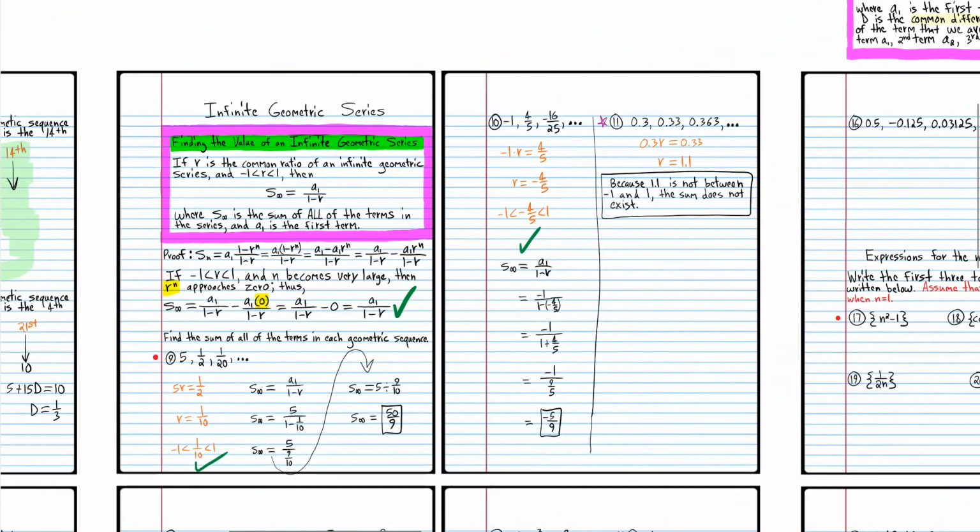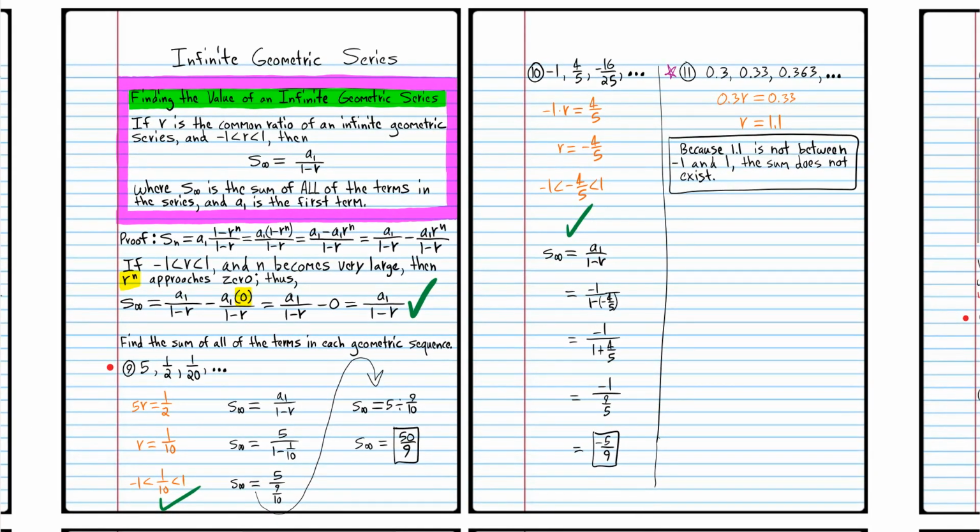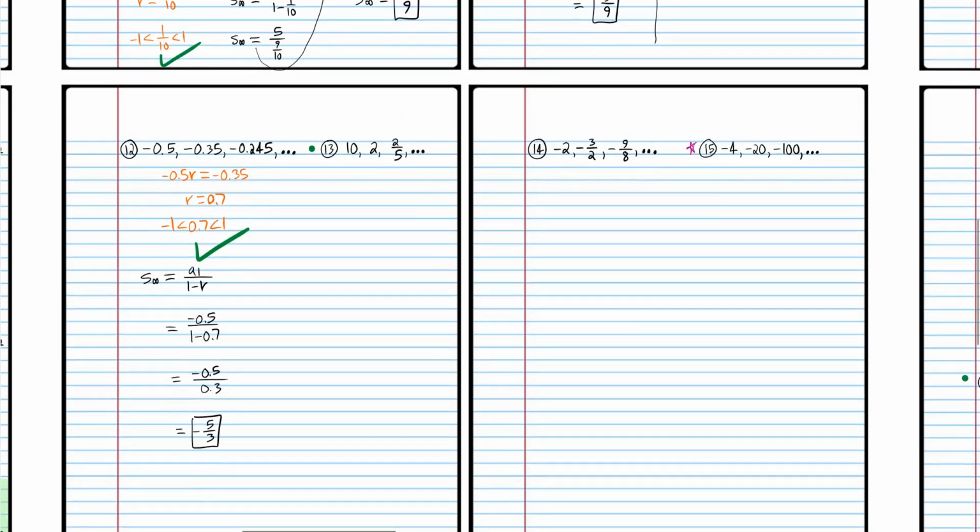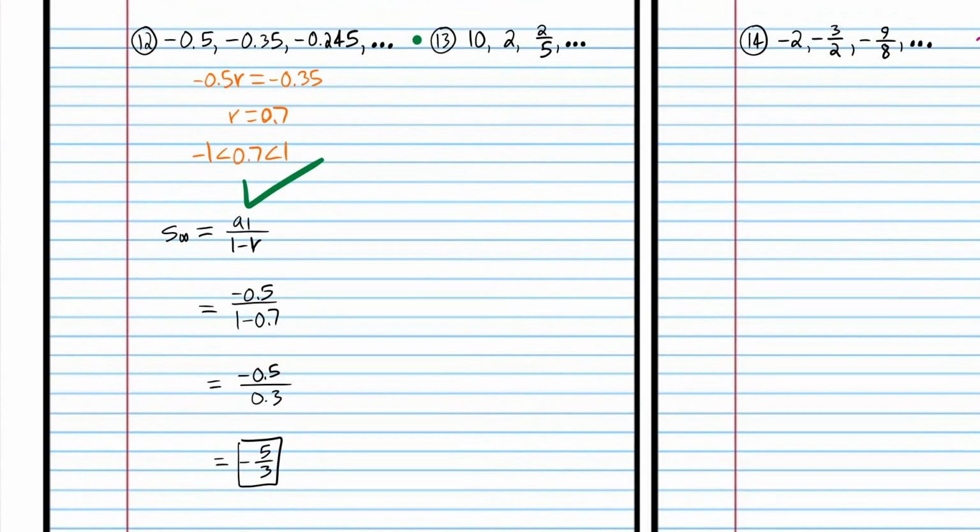So I want you to take a picture of all the work that we did here to help you, and go ahead and try number 13. You probably want to confirm that r, the common ratio, is between -1 and 1 before you try to find the sum, because remember, you cannot use this formula unless the common ratio is between -1 and 1. So try 13. When you come back, we'll do it together.